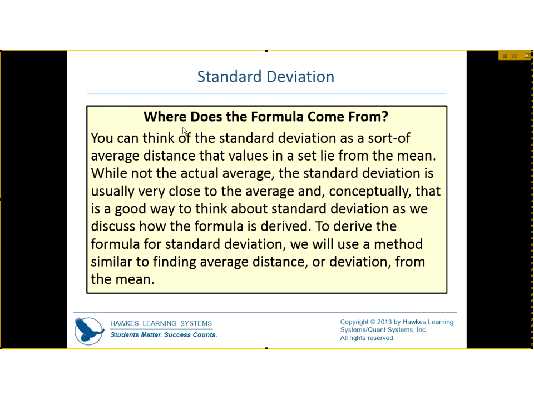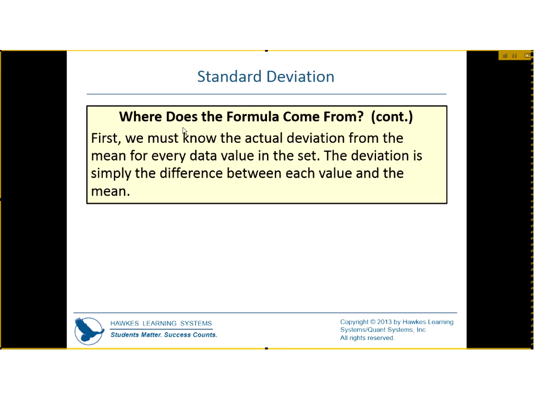Okay, so where does the formula come from? You have to think of the standard deviation as a sort of average distance of the values in a set from the mean. It's not actually the average, but it's very close to the average, and it's a good way to think about standard deviation. So you have to use the mean to find your standard deviation.